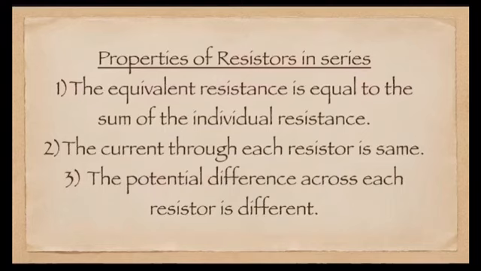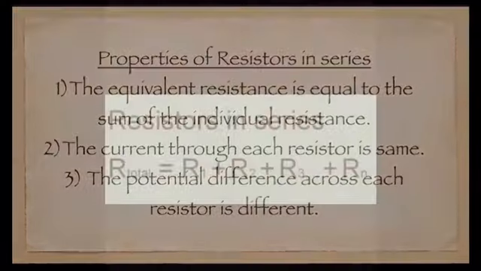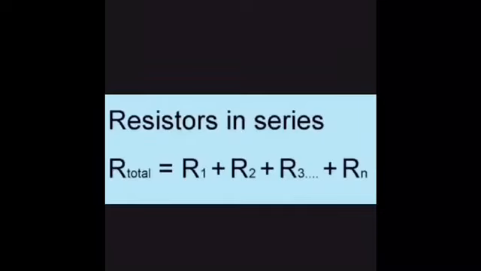Means the current will be the same in each resistor. Third point, the potential difference across each resistor is different. Means the potential difference across each of the resistors is different. So all this we will learn in the next class. Here you see the resistors in series.